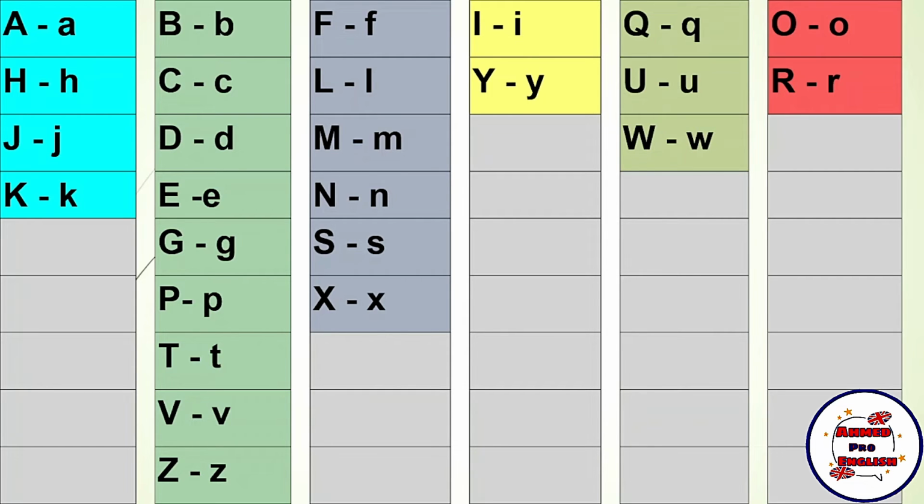Let's start over from the beginning. A, H, J, K, B, C, D, E, G, P, T, V, Z. F, L, M, N, S, X. I, Y, Q, U, W, O, R.